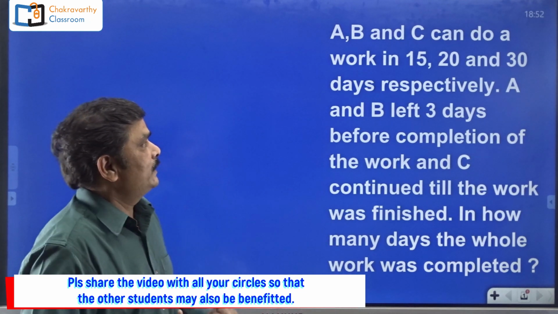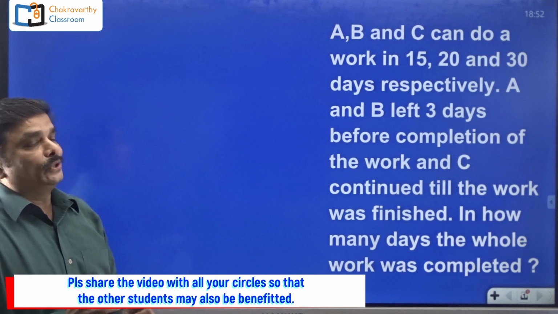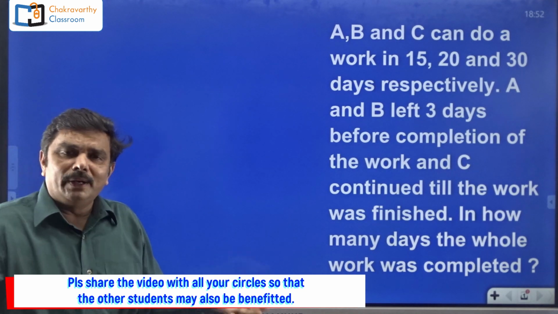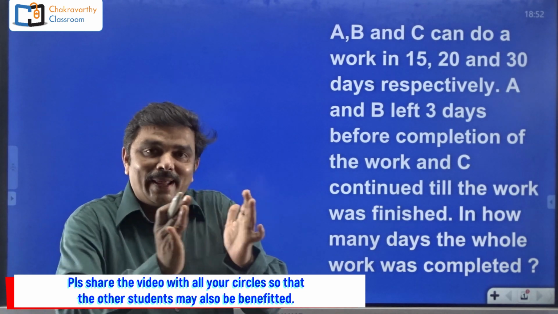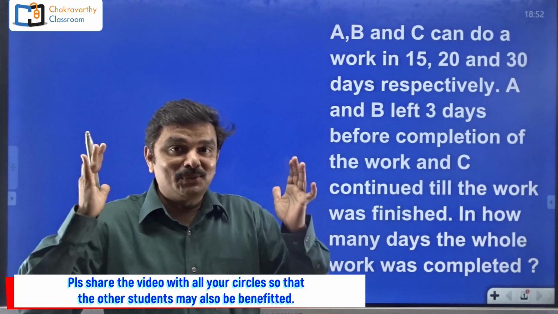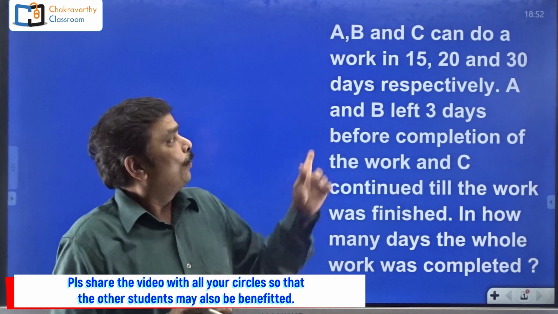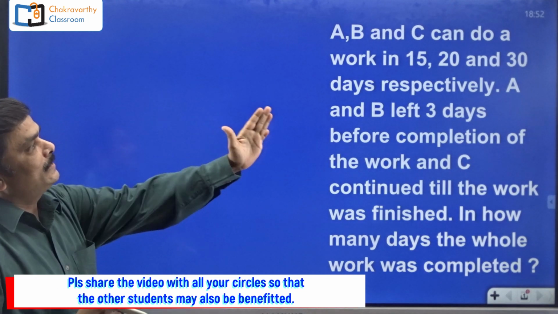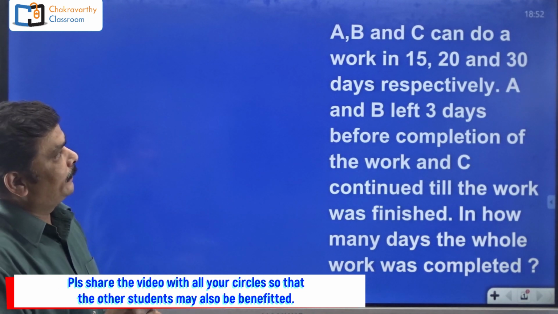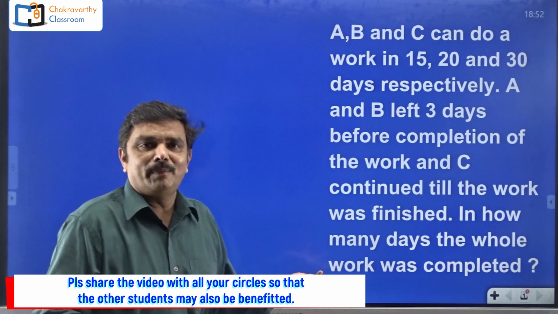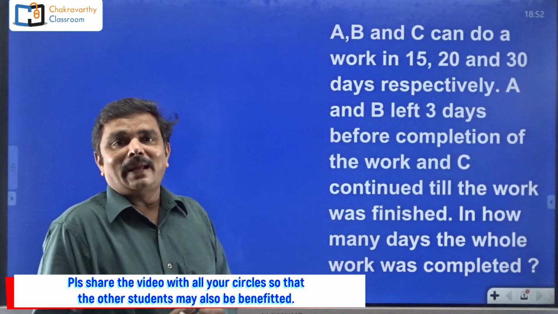Okay, first students, we have to read the question in a proper way. While reading only, we need to analyze the question. I have been telling the same thing right from the beginning. While reading only, you have to analyze it. What exactly have they given? A, B and C can do a work in 15, 20 and 30 days respectively. Simple information. They have given the timing there.